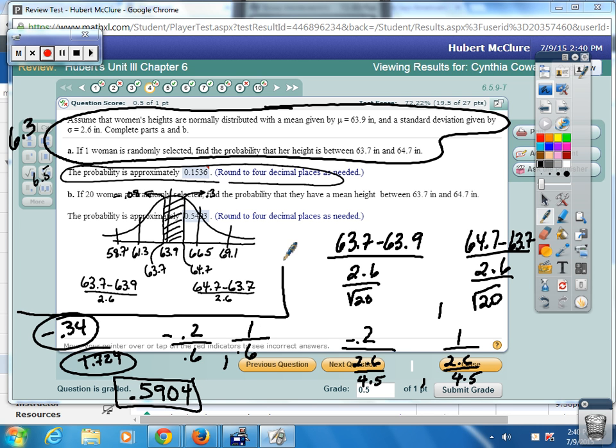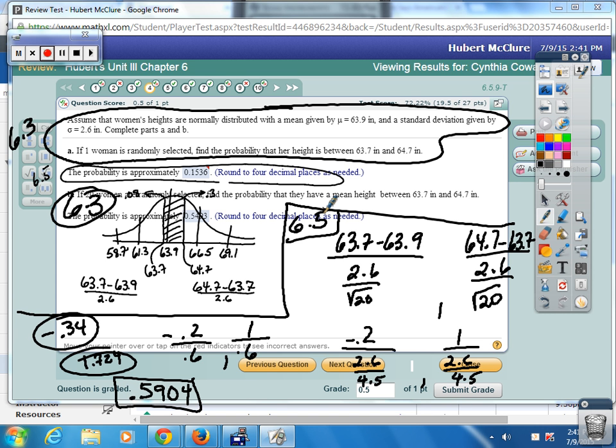The first part is 6.3. That's finding these. And then 6.5. What's the only difference? Instead of dividing by 2.6, you're dividing by 2.6 divided by the square root of 20. Now, this is less than 30, the 20 women, but what does it say right here? Normally distributed, so therefore it works. If that didn't say normally distributed, then you got a problem.